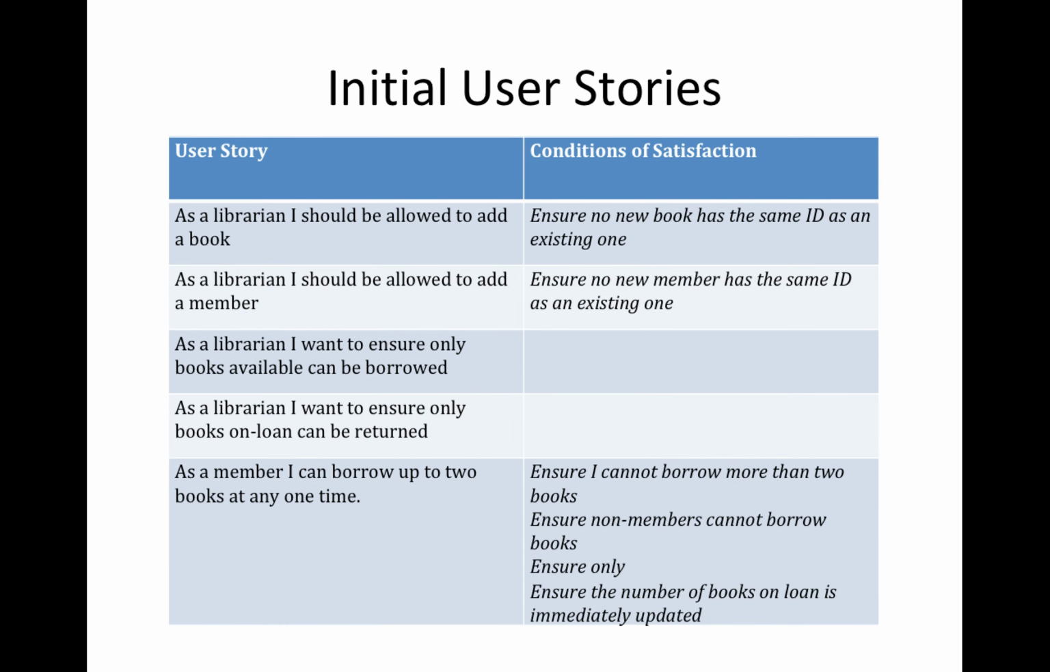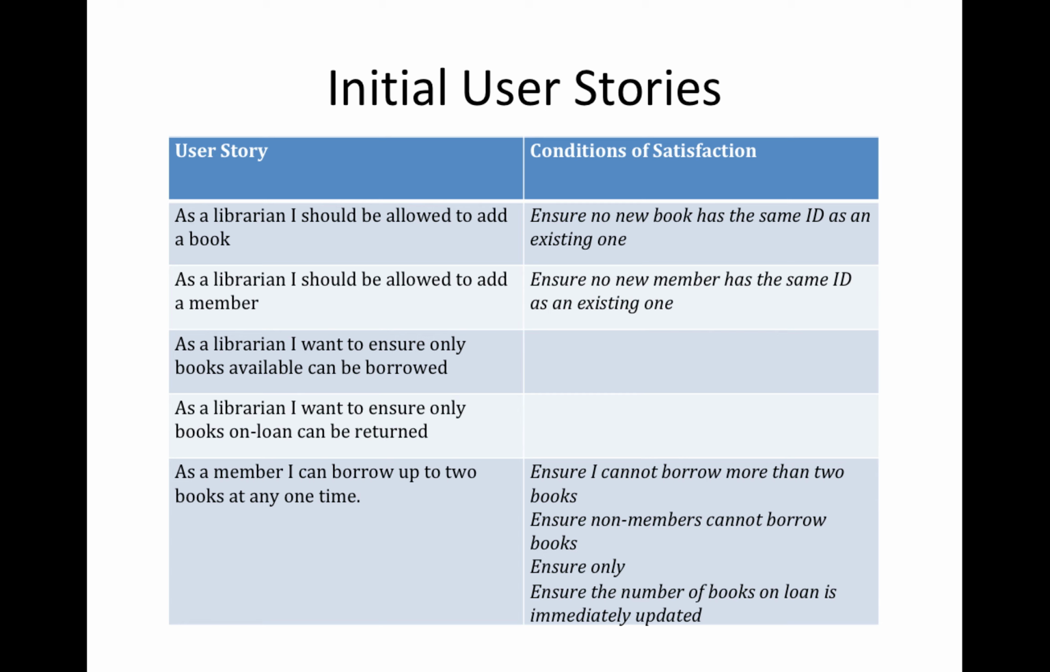So, initial user stories, as you probably would have started thinking about for your own project. In the case of a library system, a librarian may say, I should be allowed to add a book. I should be allowed to add a member. You notice that you can also think of conditions of satisfaction. This basically becomes, in a way, an acceptance criteria. So there could be multiple conditions of satisfaction attached to each user story.